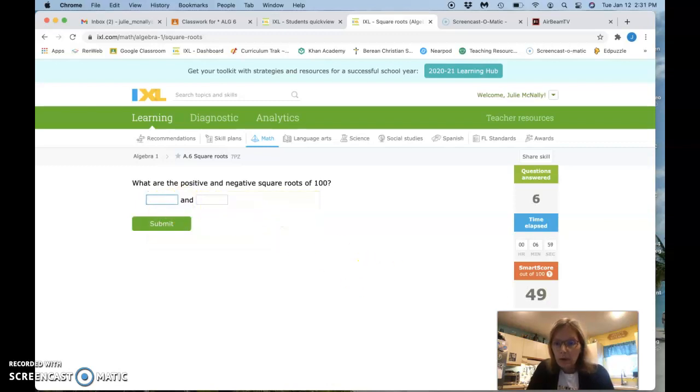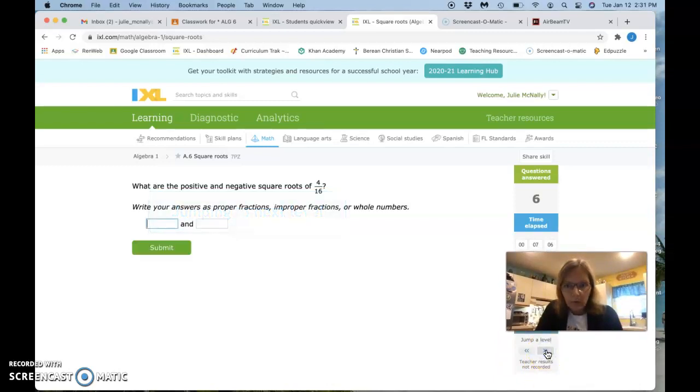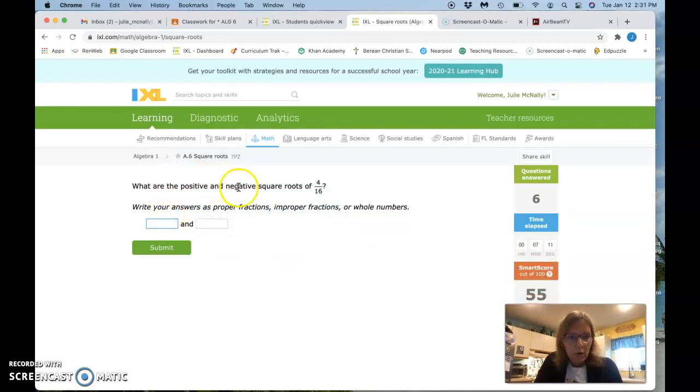Okay, I'm going to skip ahead if I can. My face is in the way. Hold on. Some of you were having trouble when you got up to a higher score. So what are the positive and negative square roots of 4 over 16? You're going to write your answer as a fraction. Take the square root of each number, the top and the bottom. The square root of 4 is 2, and the square root of 16 is 4. So I'd have either a positive 2 over 4 or a negative 2 over 4.